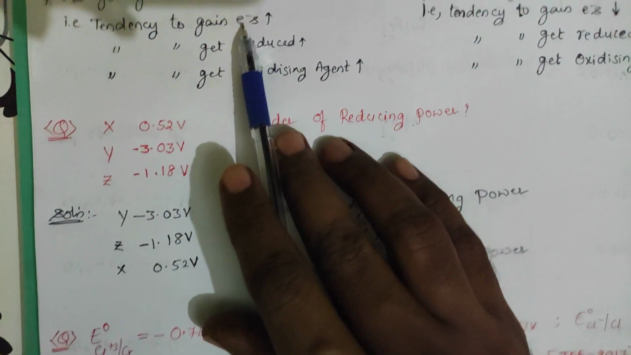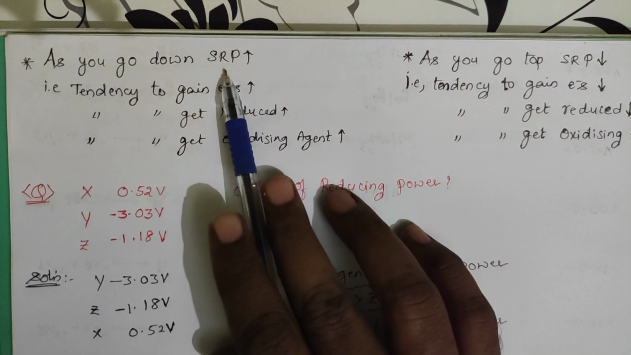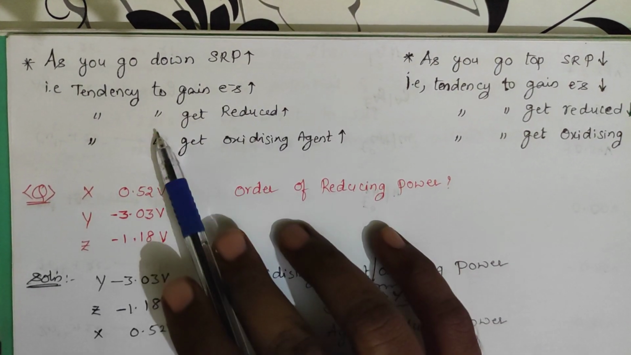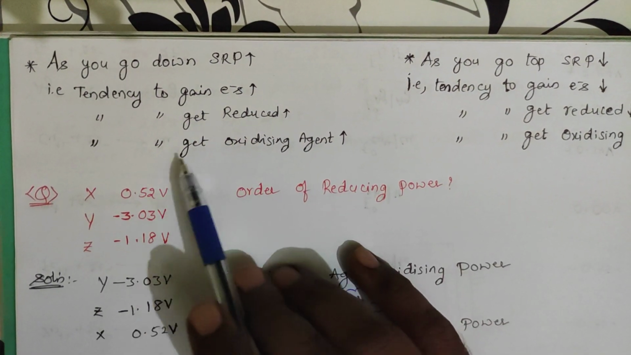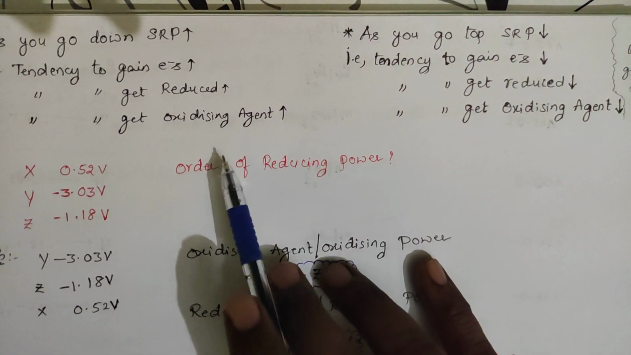So as you go down, what happens? The reduction potential value increases, meaning the tendency to gain electrons increases. Reduction is increasing, meaning gaining of electrons increases, meaning the tendency to get reduced increases. And if it is getting reduced, what happens to the oxidizing nature? The oxidizing agent strength increases.